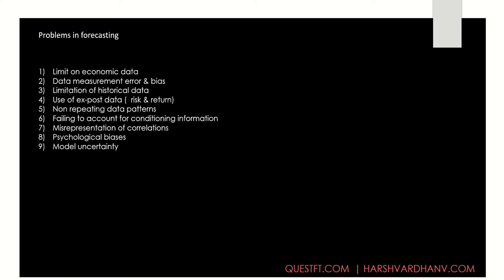The second is data measurement error and bias. Obviously, whenever there is forecasting and historical data is involved, the judgment can be biased. For some things it could be because of survivorship bias, or it could be look ahead bias. In case of illiquid securities, it could be the appraisal index, which is not updated on time, and there's a bias because of stale price.